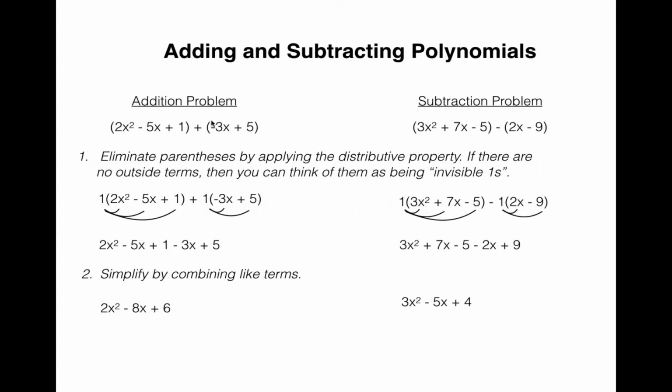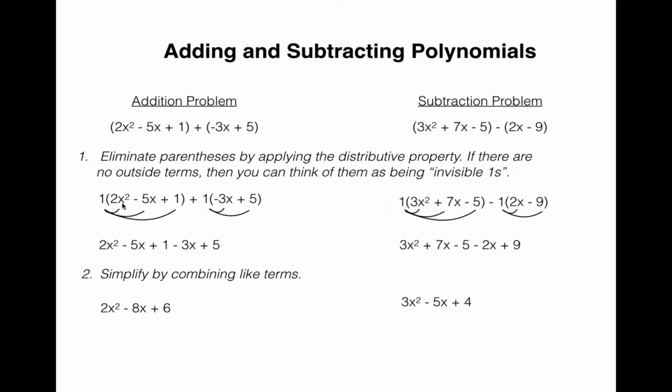So here we have a polynomial, and it's being added to another polynomial. And if you think of them as being in parentheses, then the first step would be to eliminate the parentheses by applying the distributive property. And if there are no outside terms, then you can think of them as being invisible ones. So let's take a look at this addition and subtraction problem. If we were to distribute these invisible ones, in the addition problem, nothing really would happen.